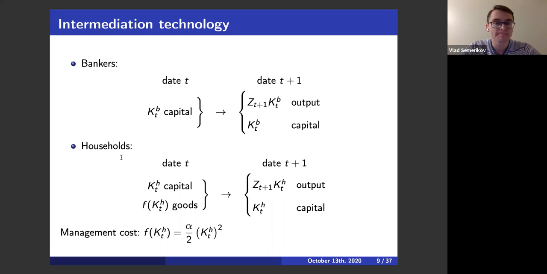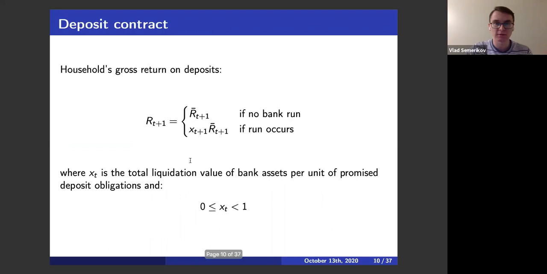On the other hand, households basically have the same technology when they lend funds to productive assets directly or hold capital directly, but they're less efficient in the sense that in order to invest into productive capital, they pay the management cost f(K_t^H), which is assumed to be a simple convex quadratic function. The role of the management cost is exactly to capture this lack of competence of the households in terms of monitoring, lending and screening, etc. Households in that sense are less efficient in holding capital in comparison to bankers. We will see what that gives rise to further on.